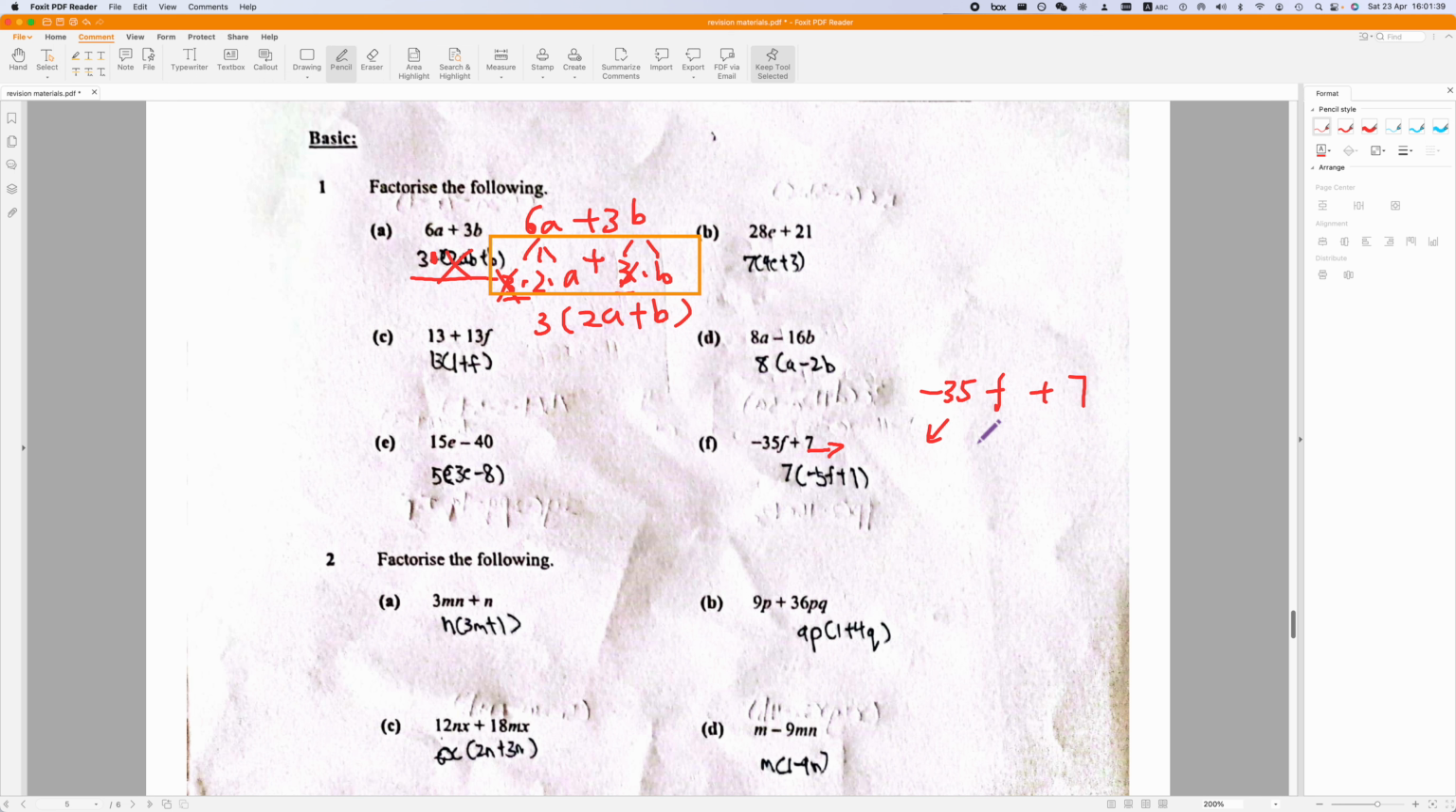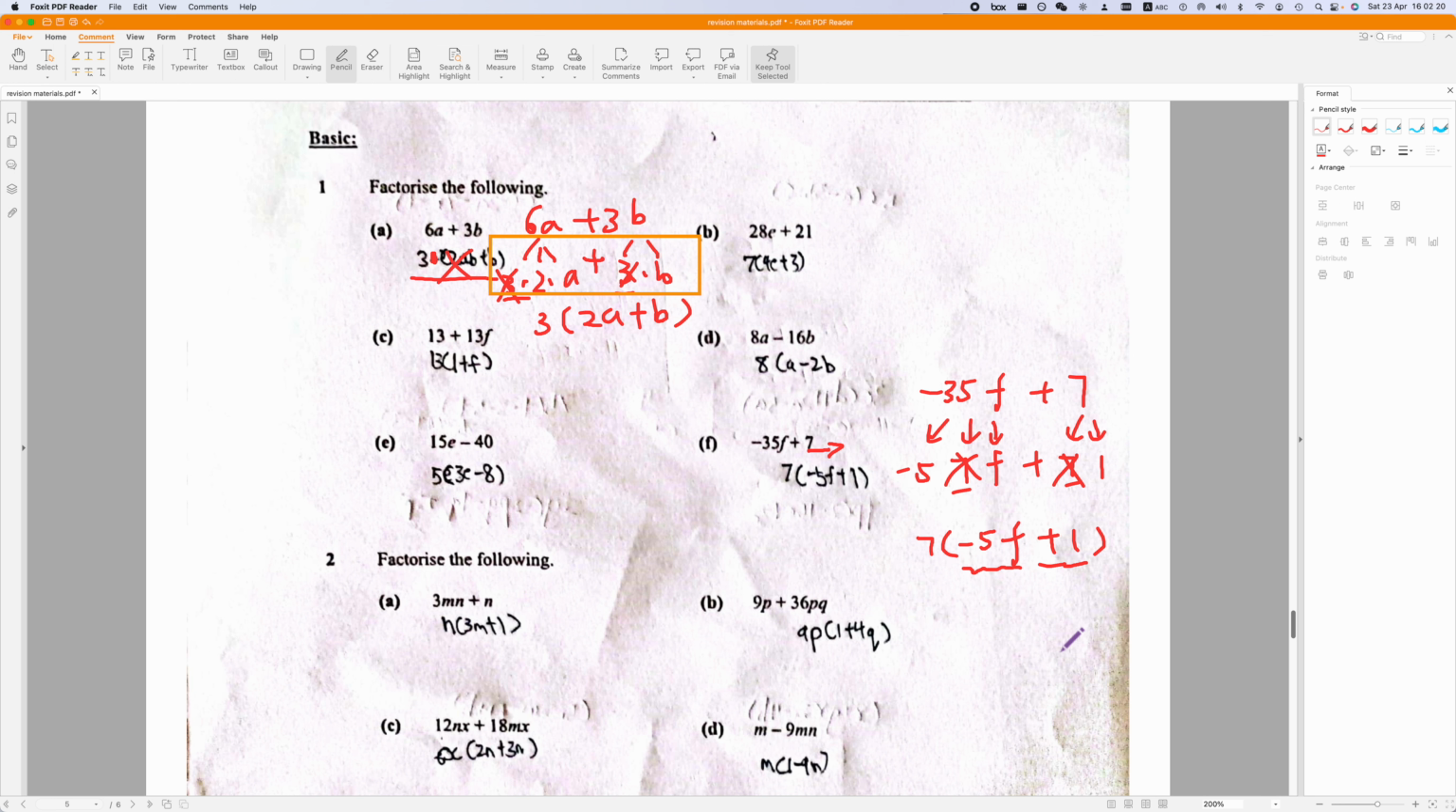There is a minus. So what's common? 7, so you take out 7. What did I say just now? You have the minus, you have the plus 1. What you need to do? It's a good practice to move the plus 1 up, move to the front.